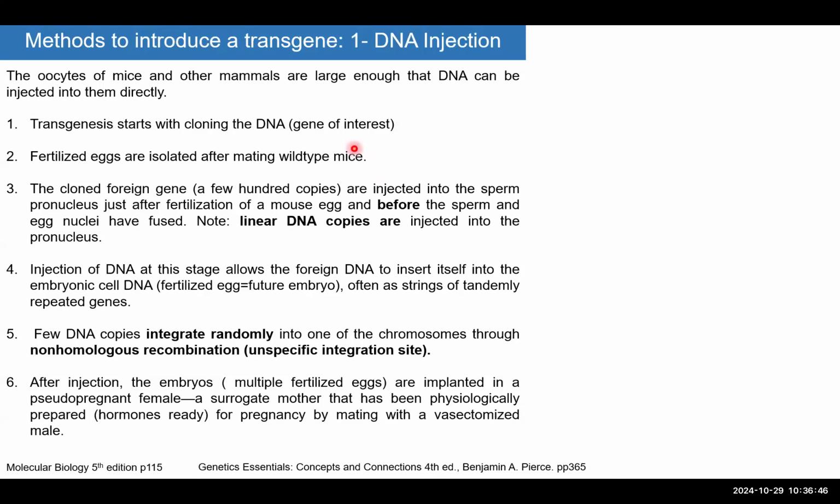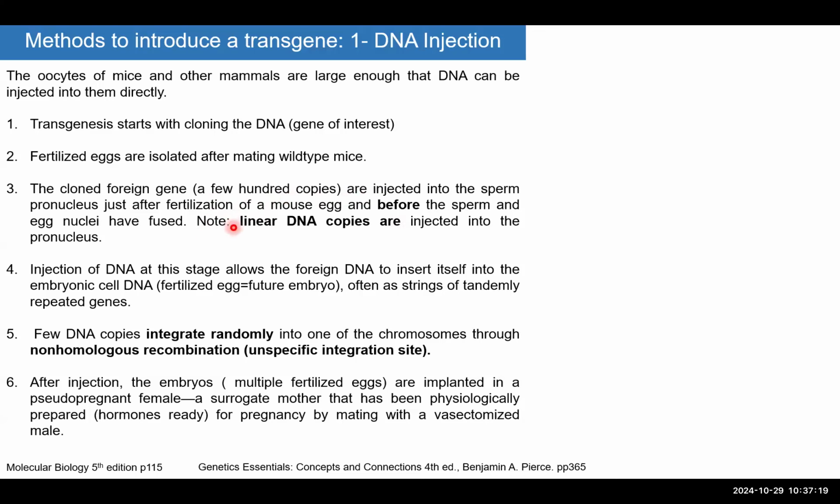And then the cloned foreign DNA, a few hundred copies, will be injected. We will calculate how many copies from the amount of DNA we inject. It is injected into the sperm pronucleus just after the fertilization of the mouse and before the sperm and the egg nuclei fuse. Because if the sperm and the egg nuclei fuse, the efficiency will be much, much lower, and probably it will sometimes be lethal to inject DNA there.